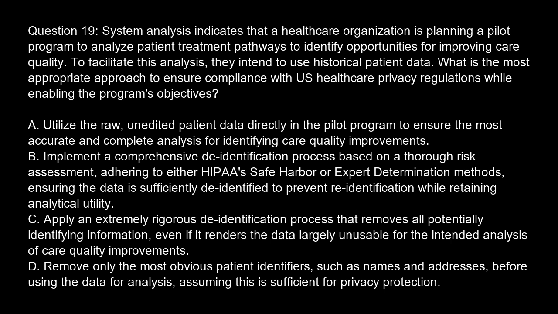Option C. Apply an extremely rigorous de-identification process that removes all potentially identifying information, even if it renders the data largely unusable for the intended analysis of care quality improvements. Option D. Remove only the most obvious patient identifiers, such as names and addresses, before using the data for analysis, assuming this is sufficient for privacy protection.